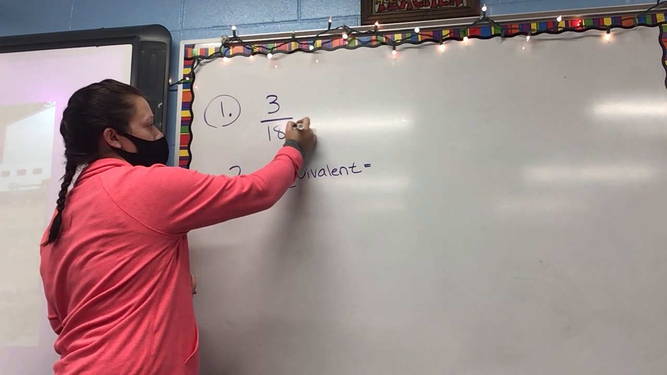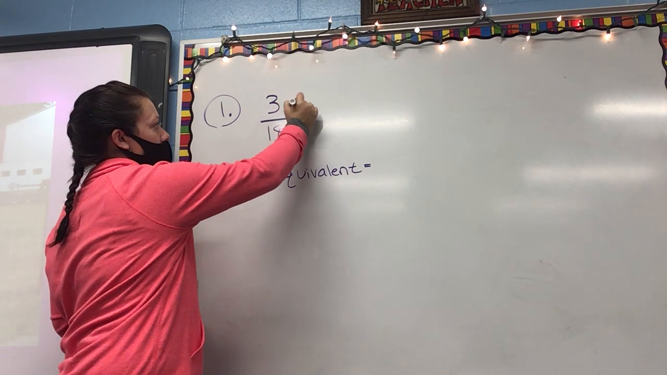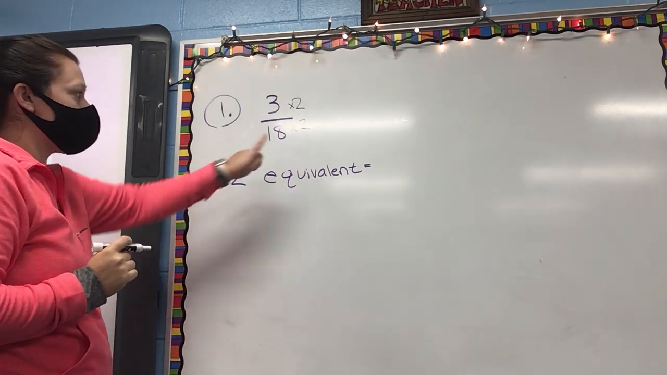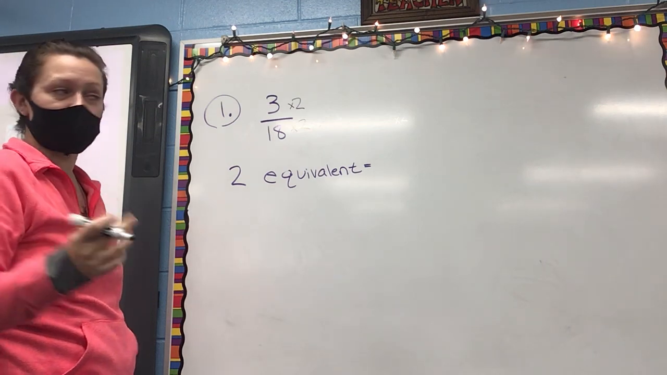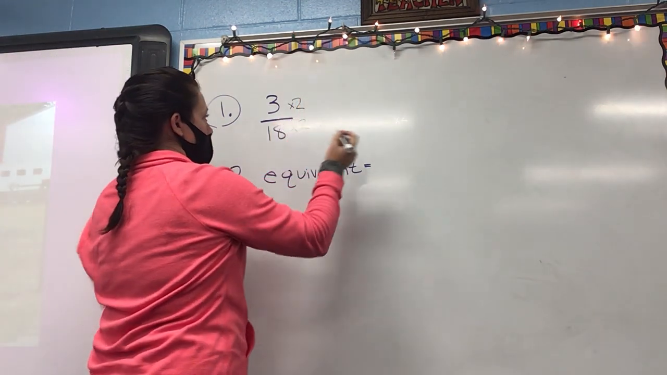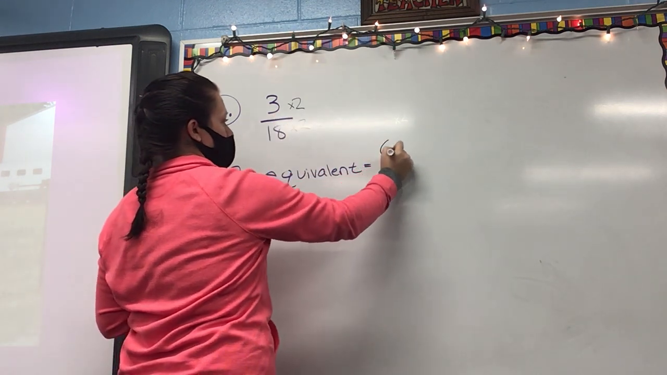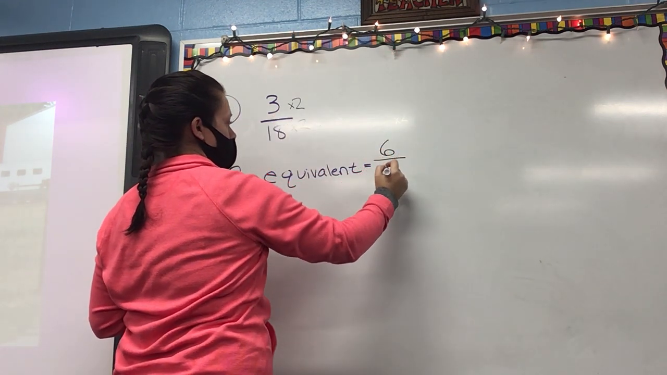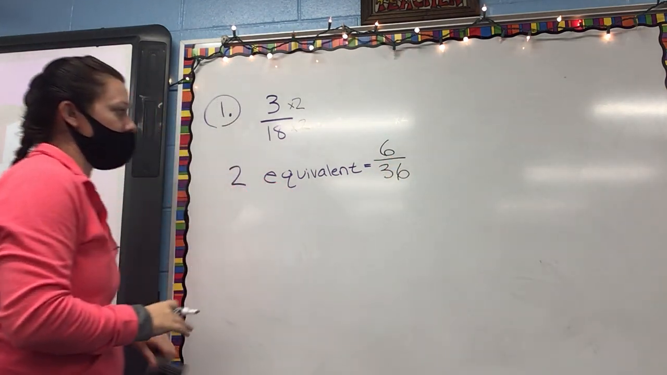And what would you multiply both of these by? 2. Yeah, I would pick a small number. You have to multiply them both by the same number. I would not pick big numbers because you're just going to make more work for yourself. So one equivalent fraction would be, what's 3 times 2? 6. What's 18 times 2? 36. Okay, so there's one equivalent fraction.